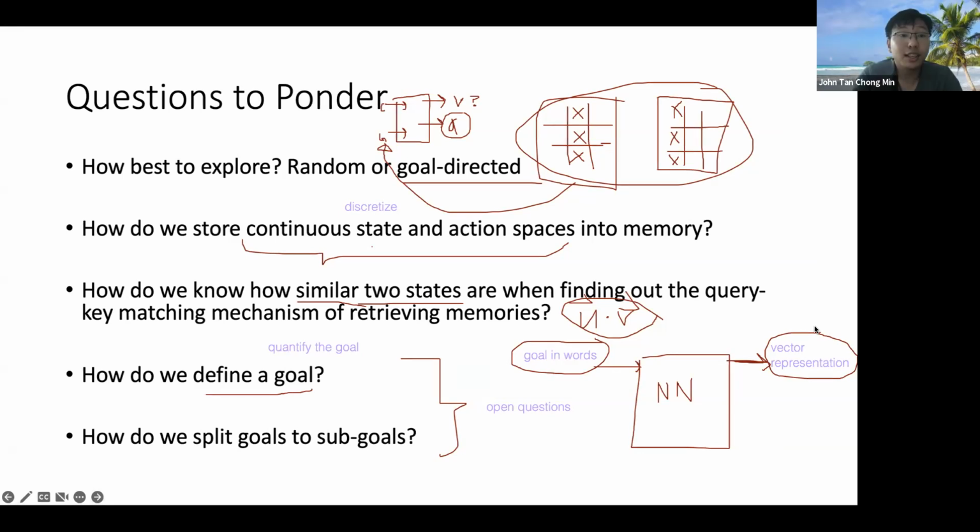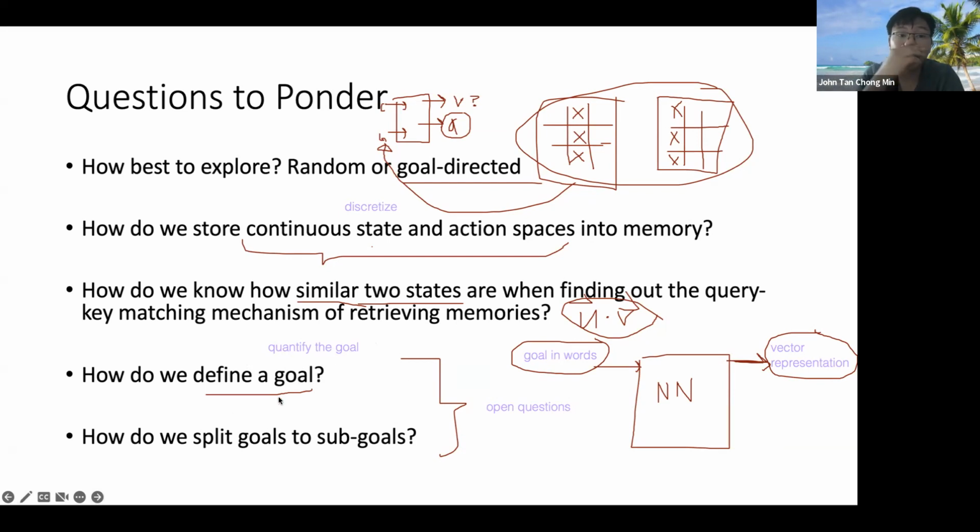Yeah. So as I said, I haven't worked on all this. These are just things that will pose difficulties for using this in different environments, because currently most RL environments don't really have this goal. They only have reward functions. So you need to quantify the goal, which is easy for a navigation scenario.